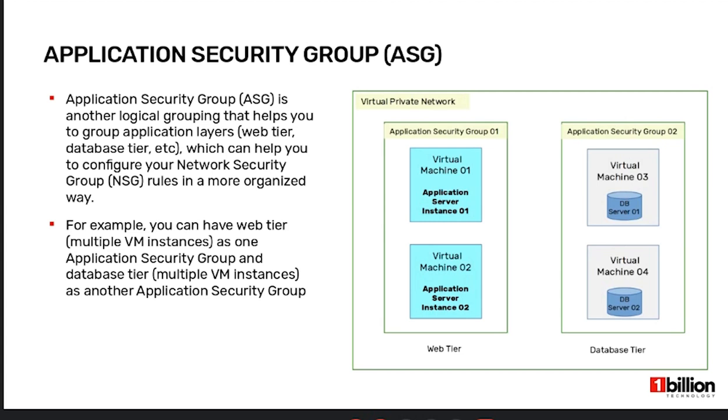Say you create two VMs, and you want to put them into the same cluster. If you create an application security group, you can apply it to both. It's a logical demarcation, another logical grouping that helps you group application layers, web tier, database tier, and all that. So it's not very important, but it's a good thing, just like resource groups.